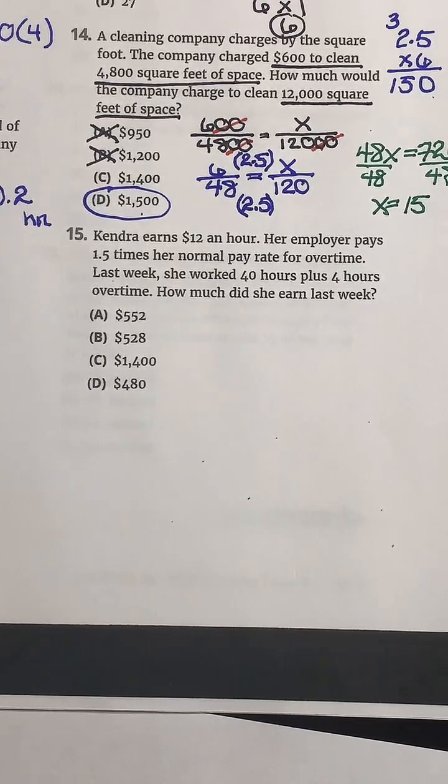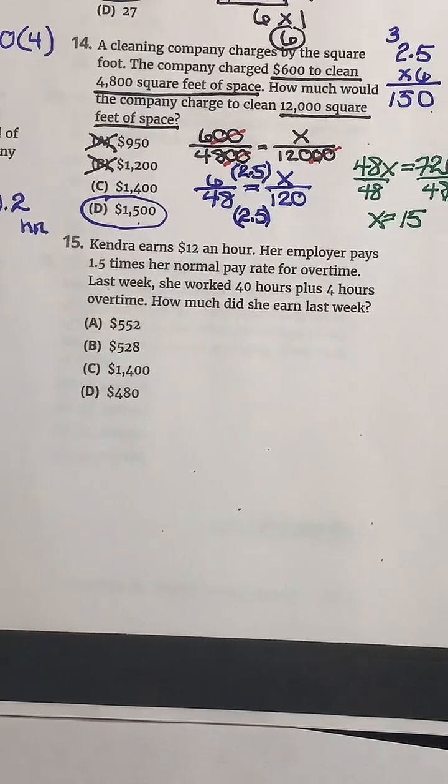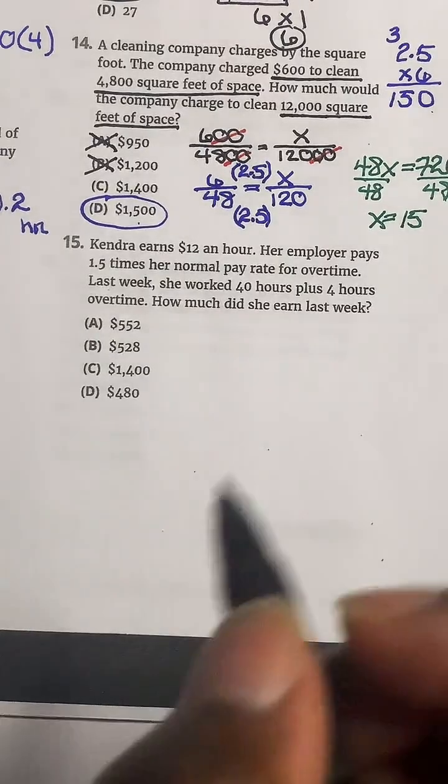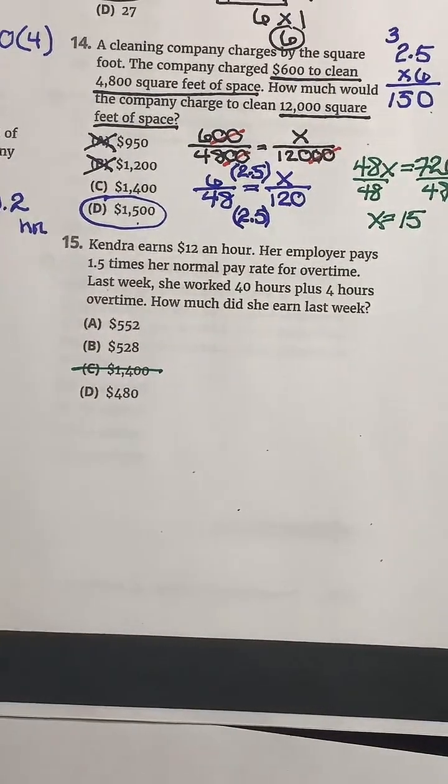Not a problem. Okay. So is it A, 552, B, 528, C, 1400, or D, 480? If you said C, my babies, are you trying to go to jail? Money laundering like I don't know what. Get that out of there.